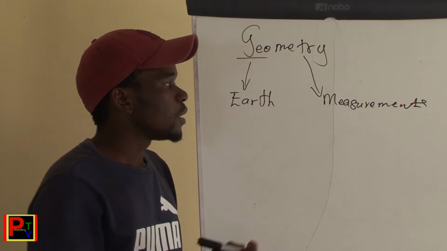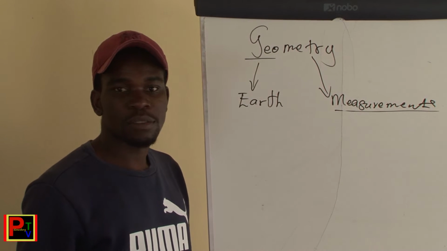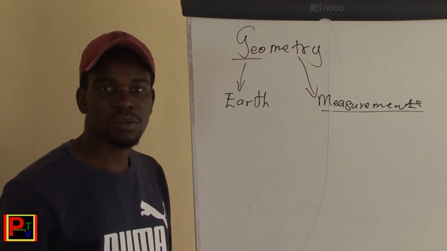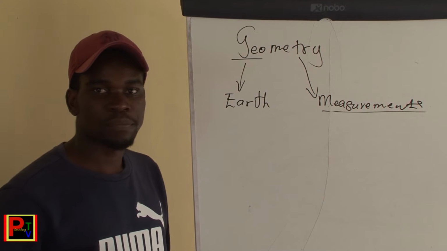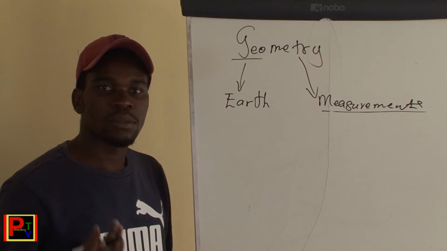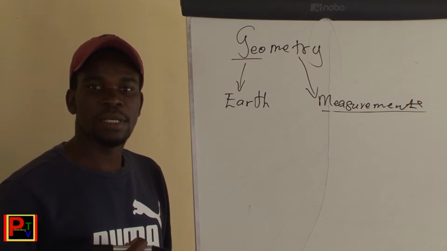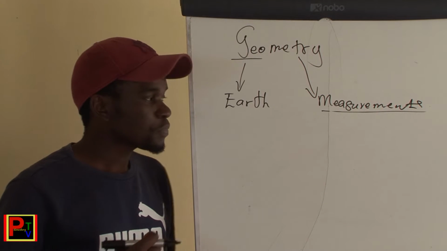Now, any object can be measured. Look around, just look around yourself. I think you recognize a lot of objects. Now, we need to know how do we measure them. Not only that, to measure the directions, the distance, and also to find the direction in terms of coordinates.